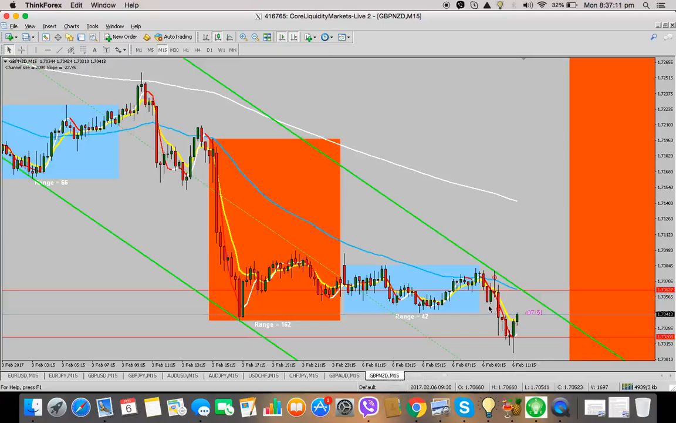Pound NZD, same thing on this one. My entry wasn't here. My entry wasn't here. My entry wasn't here. My entry wasn't even here. This, in actual fact, this hit to the high of the 50 was my confirmation this market's going down. So I took my entry on the next candle.